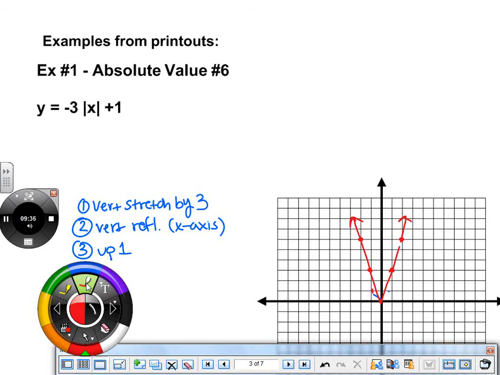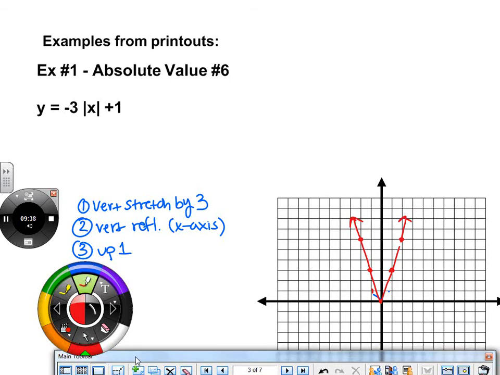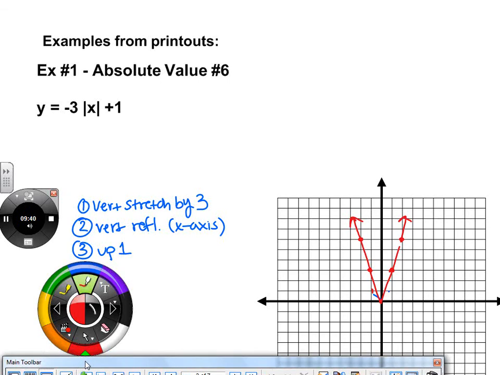Okay, so then we're going to take everything and we're going to vertically reflect it, or in other words, reflect it over the x-axis. So my vertex is going to stay right here because it's on the x-axis. But this point that was 3 above is now going to be 3 below. Same thing on the other side. So now my graph is going to be going downward.